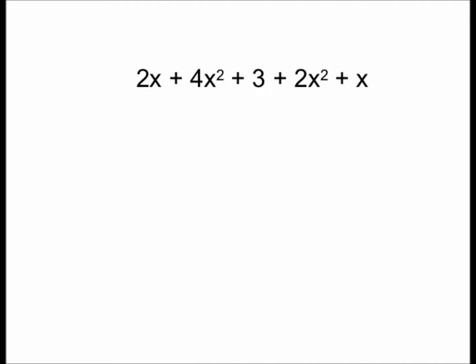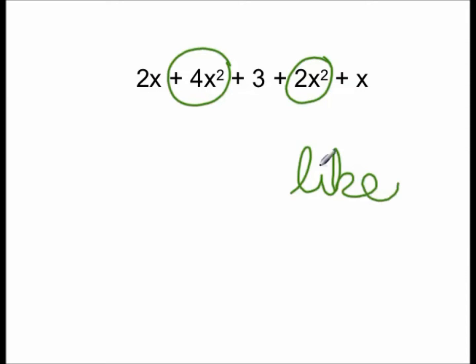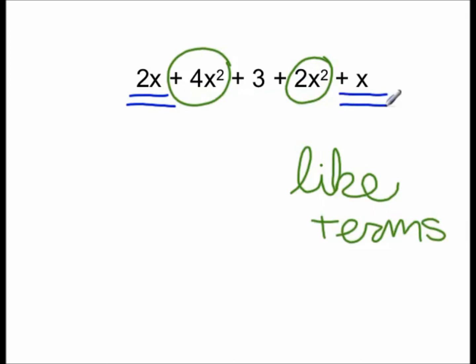Okay, so this 4x squared right here has a like term over here, 2x squared, because they both have the same powers of x. Those are like terms. Now I can find more like terms by looking through the polynomial again. So right here we have a 2x, just underline that. Over here we have an x. Those are also like terms.